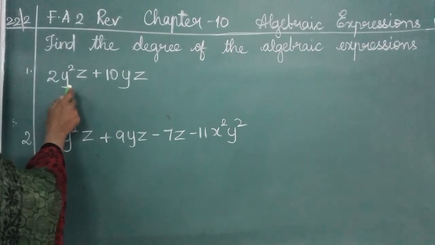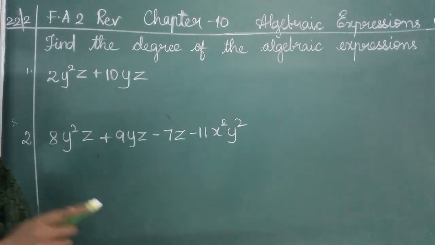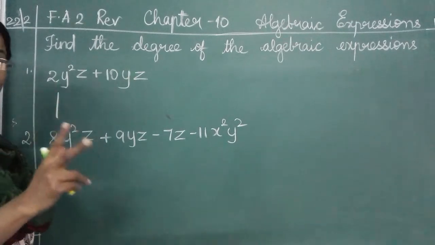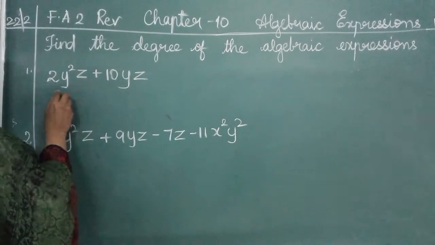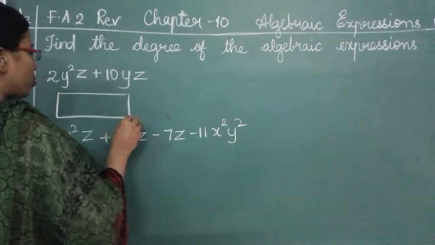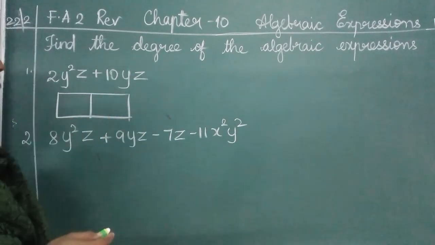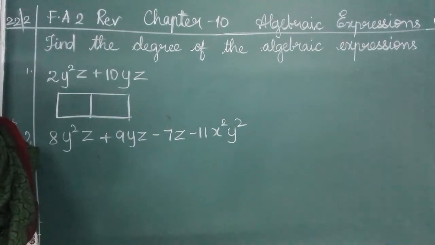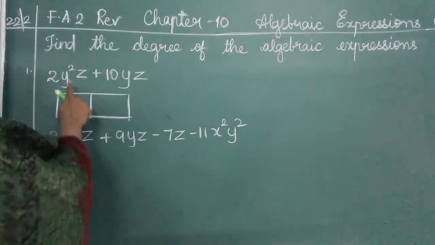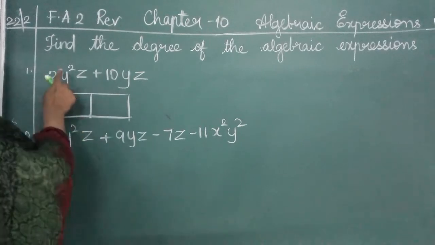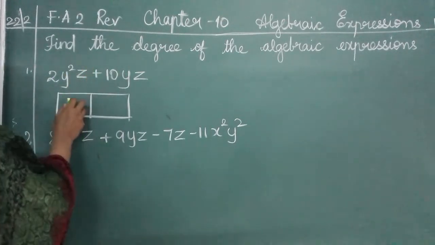So initially what you are going to do is draw the boxes. How many terms are there? Two unlike terms are there. So let us draw two boxes. This is for your understanding that we are drawing the boxes. Now we have to add the exponents. So here you have y square and this is z. So 2 plus 1 is 3.